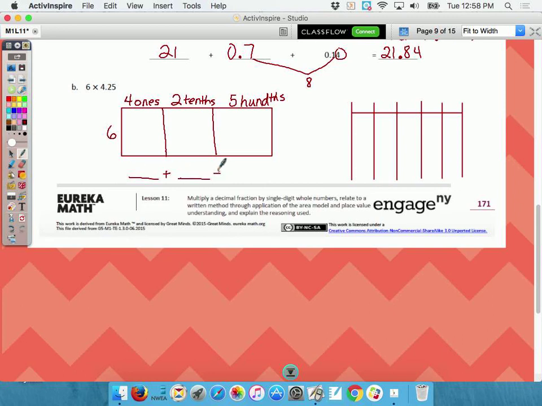Now I want you to write it exactly like we have been practicing. So watch. 6 times 4 equals 24 ones. Okay, don't try and squeeze it all in a row. I want it in 2 different rows, and you'll see why in the future. 6 times 2 equals 12 what? Tenths. 6 times 5 equals 30.